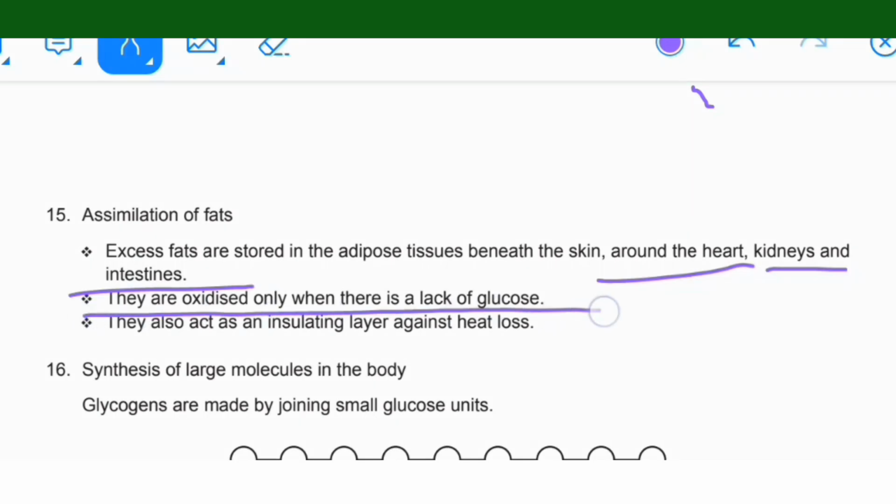They are oxidized only when there is a lack of glucose. The only time fat can be used is when the body sees that there is no glucose, you have not eaten carbohydrate, and the body will start using up the fat, start oxidizing the fats in your body. They also act as an insulating layer against heat loss.